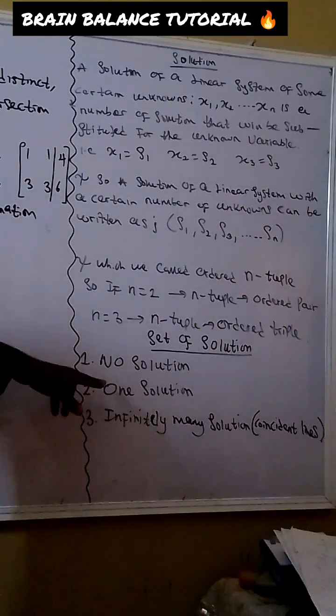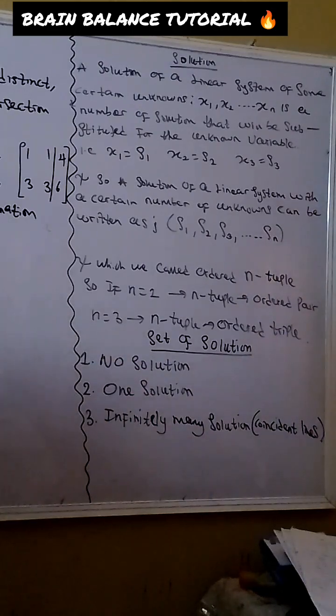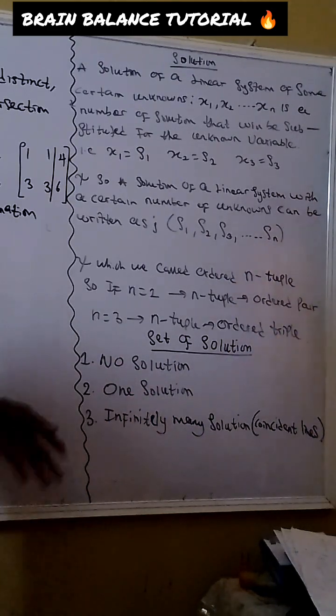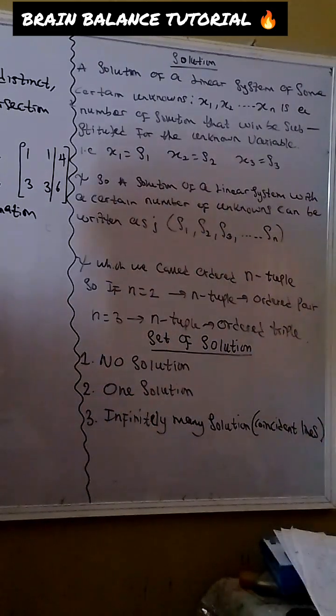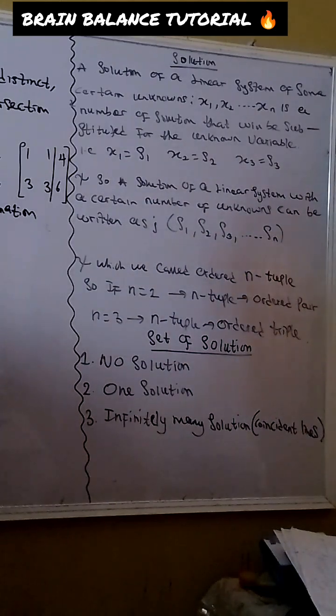So we have 3 sets of linear equations. The first one is when you have no solution. The second one is when you have a single solution. And the third one is when you have infinitely many solutions. So let's check them out one by one, starting from the no solution.